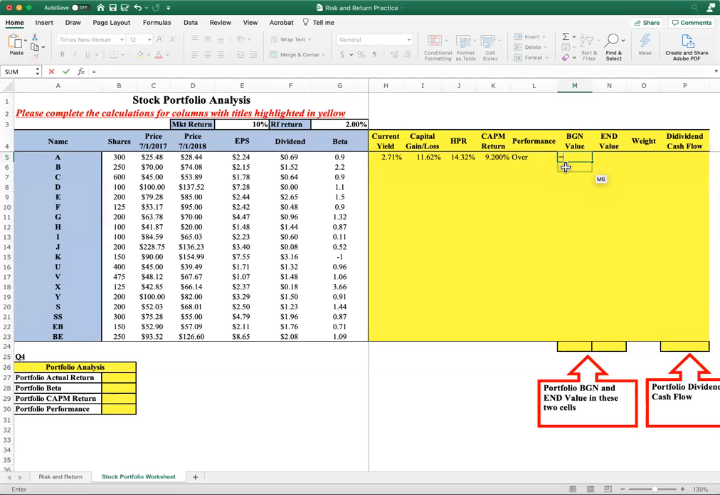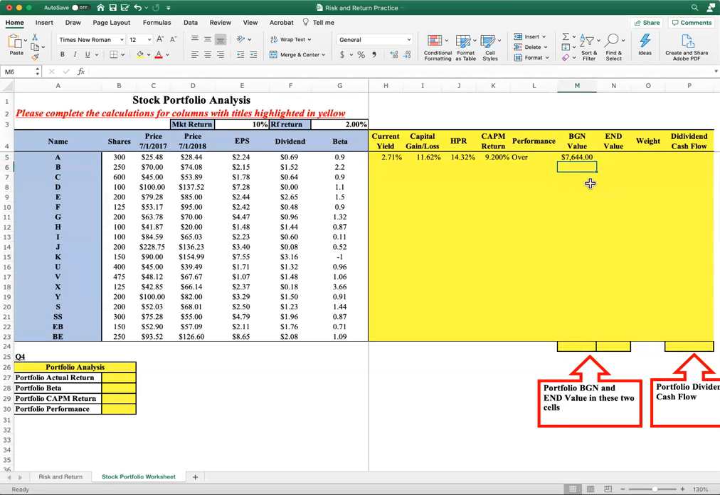What is the beginning value? This is the beginning value for your investment: the beginning price multiplied by the number of shares you got. Because if you got 300 shares of A at the price of $25.5, you're going to spend, let's see, $7,644. What is the ending value? The ending price, a year later, multiplied by how many shares you have. So this gives you 85. You made money, right?